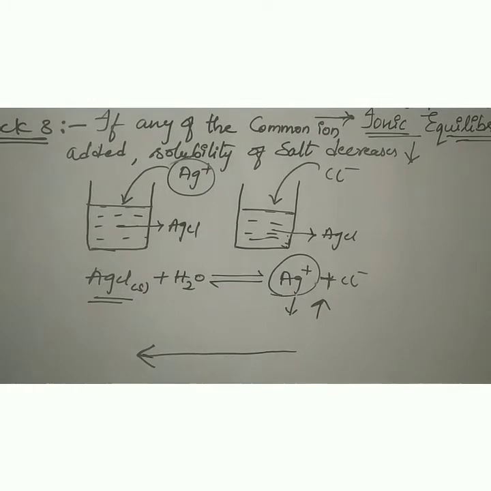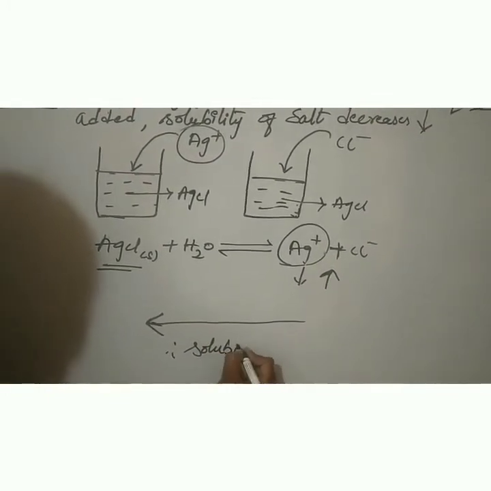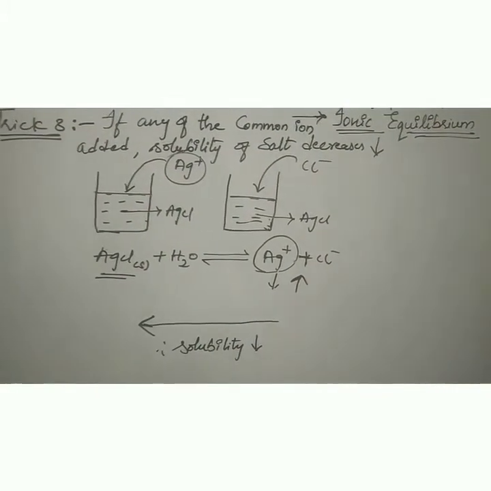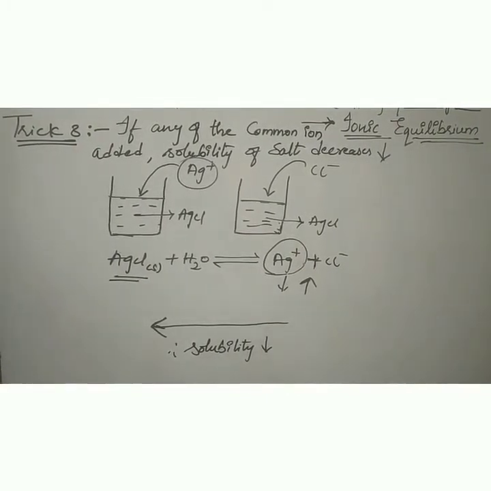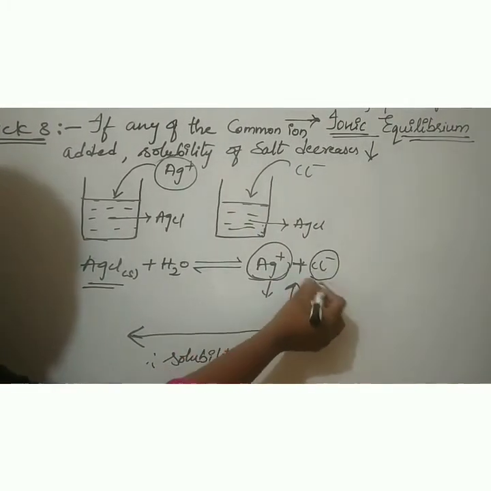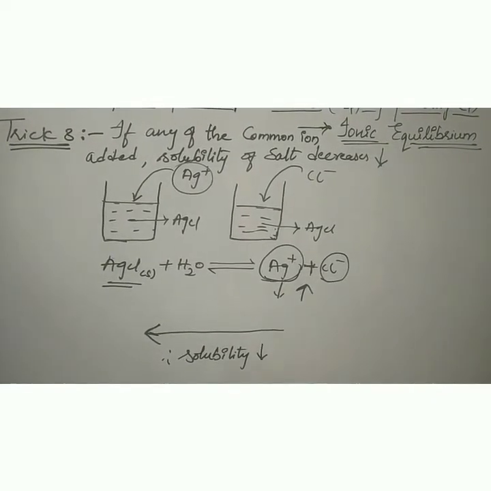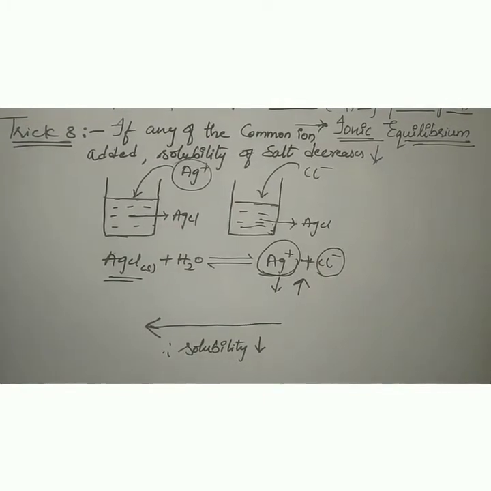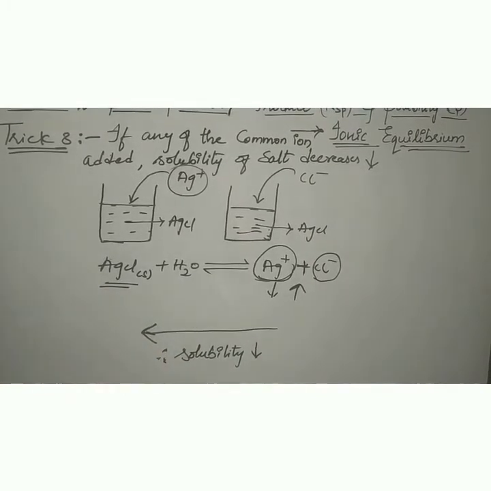Directly it shifts in the backward direction. Therefore, solubility decreases. Once again, I will repeat: according to Le Chatelier's principle, if the concentration of any one of the product side ions, suppose Ag+, is increased, it shifts in the backward direction, or the reverse direction. So it shifts backward, therefore solubility decreases.